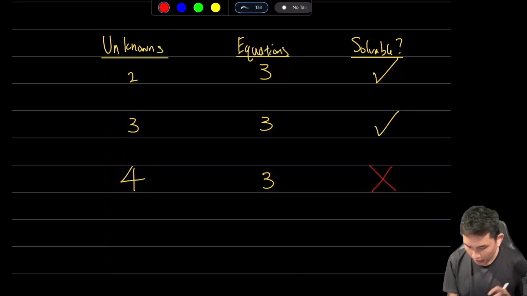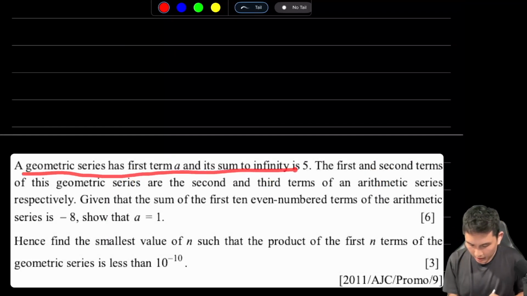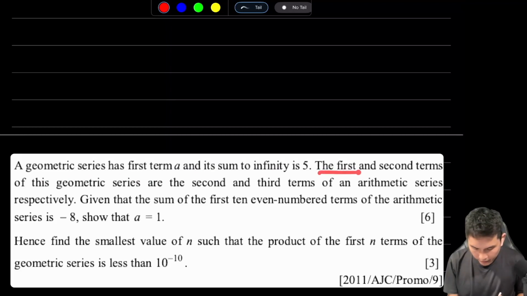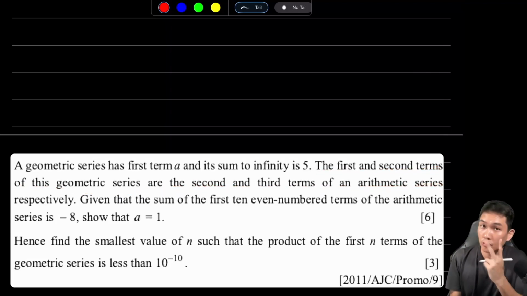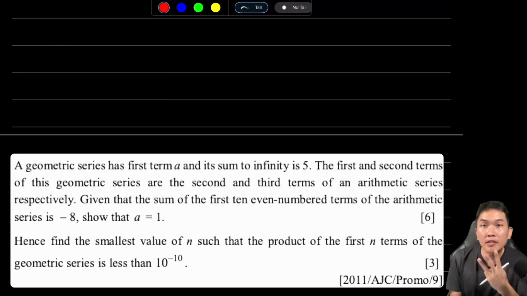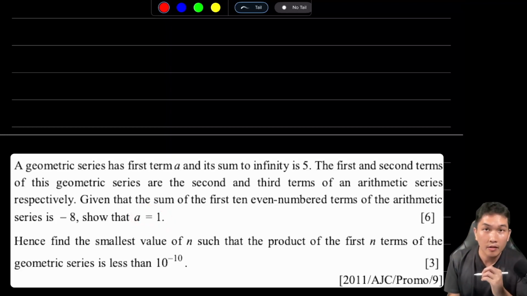So let's read the question now with this concept in our mind. It says a GP has first term A and sum to infinity 5. Usually I like to refer to this as one piece of information. Reading the second sentence, the first and second terms of the GP are the second and third terms of an AP. So that's 2 pieces of information. Given that the sum of the first 10 even number terms of the AP is -8, I have 3 pieces of information and I need to show that A is equal to 1, meaning that A is one of my unknowns.